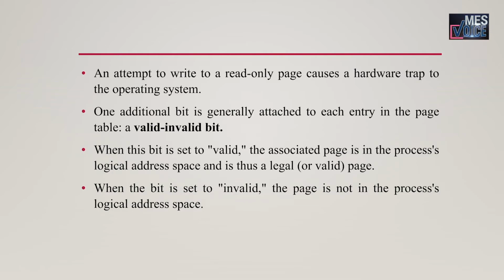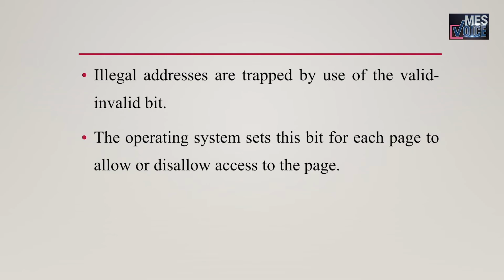One additional bit is generally attached to each entry in the page table, and that bit is called the valid or the invalid bit. When this bit is set to valid, the associated page is in the process's logical address space and is thus a legal page. And when that bit is set to invalid, the page is not in the process's logical address space. The illegal addresses are trapped by use of the valid-invalid bit. The operating system sets this bit for each page to allow or disallow access to the page.